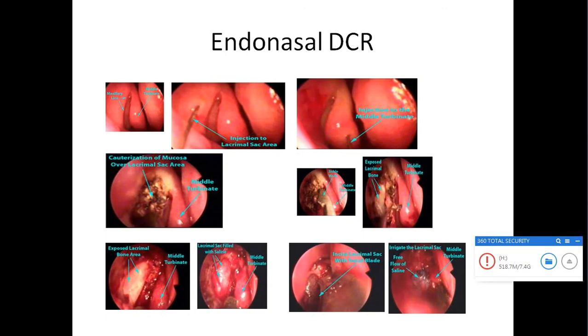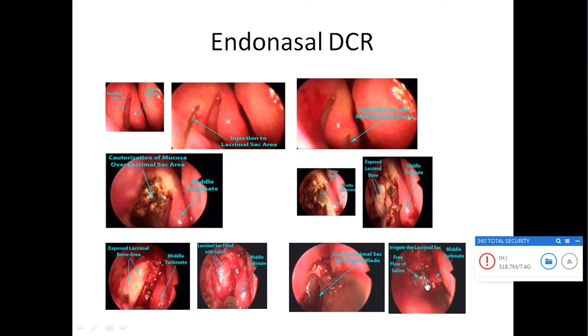The DCR operation can also be done by an ENT surgeon through the nose with the help of an endoscope. These are the steps which show the endonasal DCR. You inject into the lacrimal sac area and then expose the bone and eat away the bone. When you eat away the bone, you can see the bluish sac through the opening. You remove the sac and do the syringing.